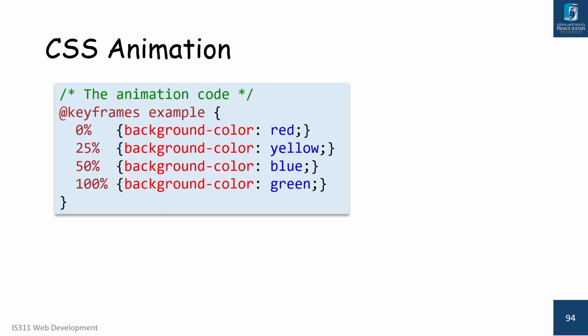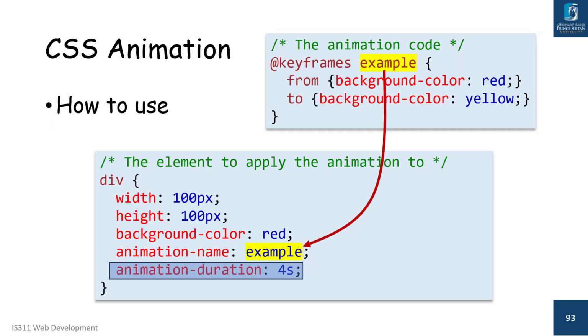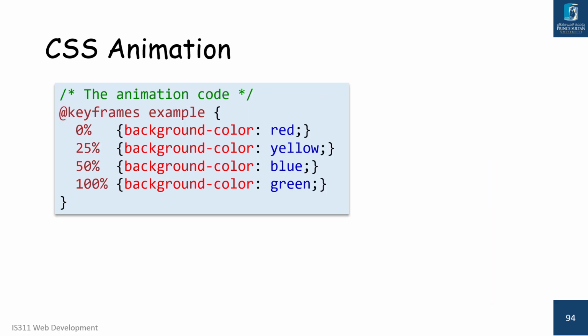Now we can also define something like this. At 0%, at the start of the animation, red. At 25% during that animation, make it yellow. 50% make it blue. 100% make it green. So what happens if I put that one, with the same 4 seconds? In the start, it is red. From 0 to 1 second, it will turn into yellow.